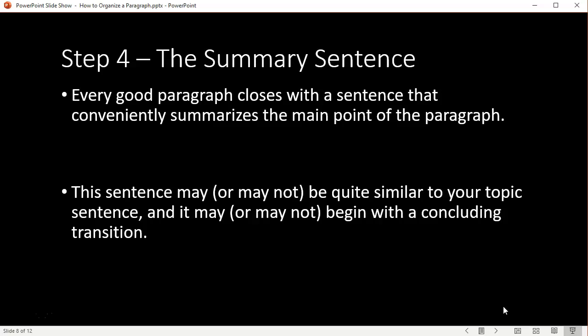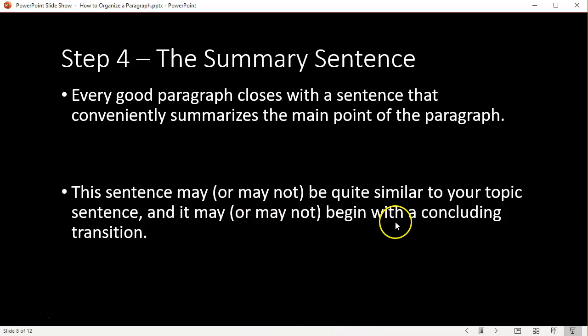The last step in writing a body paragraph is the summary sentence. So every good paragraph closes with a sentence that conveniently summarizes the main point of the paragraph. This sentence may or may not be really similar to your topic sentence. It is okay to be a little bit repetitive as you open and close body paragraphs especially, just because summarizing at the end of a paragraph is probably going to look pretty similar to other things that you've already written.